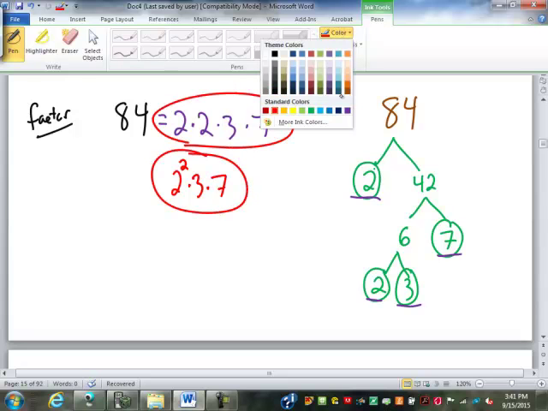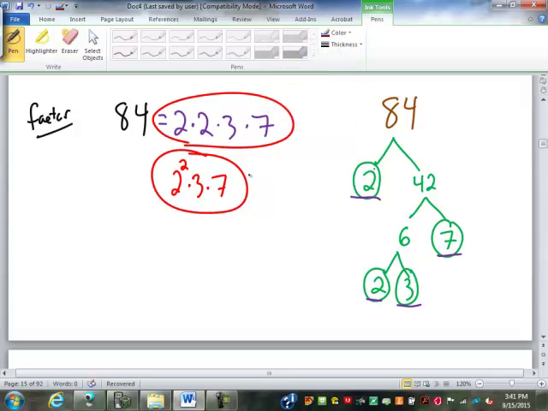If MyMathLab asks for exponential notation, of course you want that one. If you did it the other way and MyMathLab counted it wrong, let me know and I'll change your grade for that. I accept it either way.